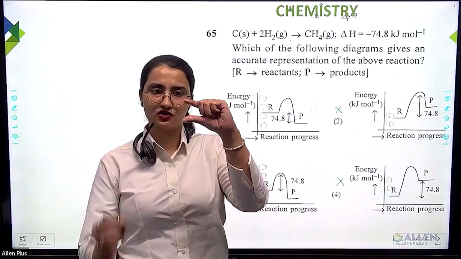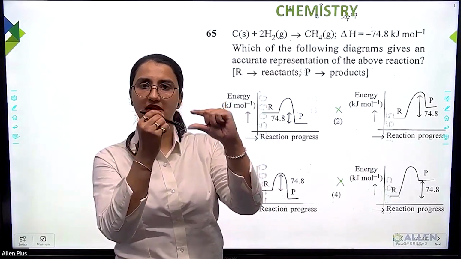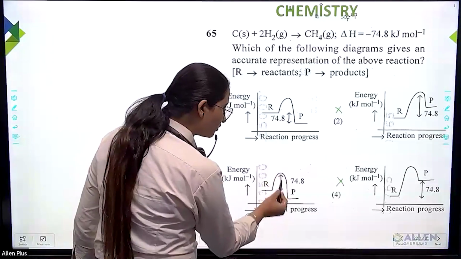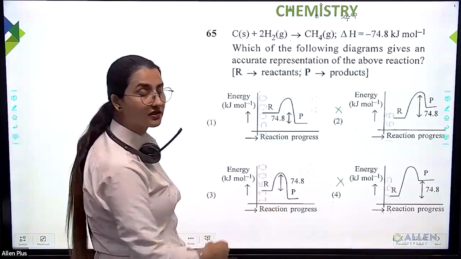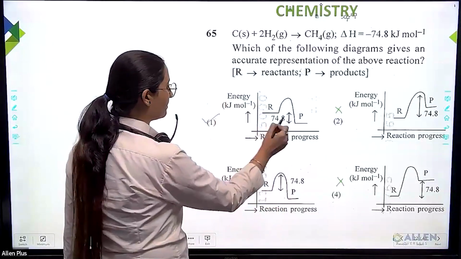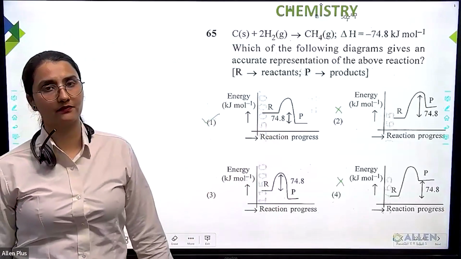Students, what is delta H? It is the difference in energy of product and reactant. So this is not delta H. This is activation energy. The correct answer is option 1. Fine.